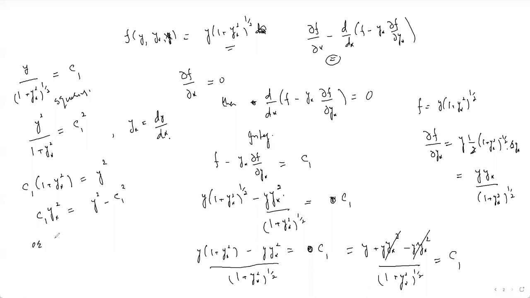Or I can write this as y_x square will be equal to, here it should be c1 square, yes, c1 square. So this will be equal to y square minus c1 square divided by c1 square. Taking the square root on both sides, you can say that y of x will be equal to the square root of y square minus c1 square, divided by c1. Fine.